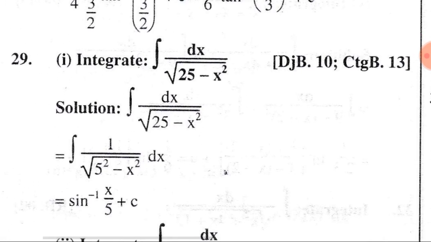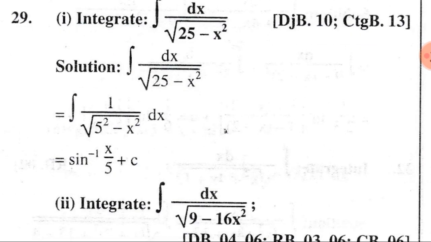It is another type of problem, and it is similar to the integral dx divided by square root of a square minus x square, and this integral equals sine inverse x by a. So first of all we have to express this integral as the standard integral, integration dx whole divided by square root of a square minus x square. So 25 can be written as 5 square, and after that we can write sine inverse x by a, that means x by 5 plus c, where c is the integral constant.